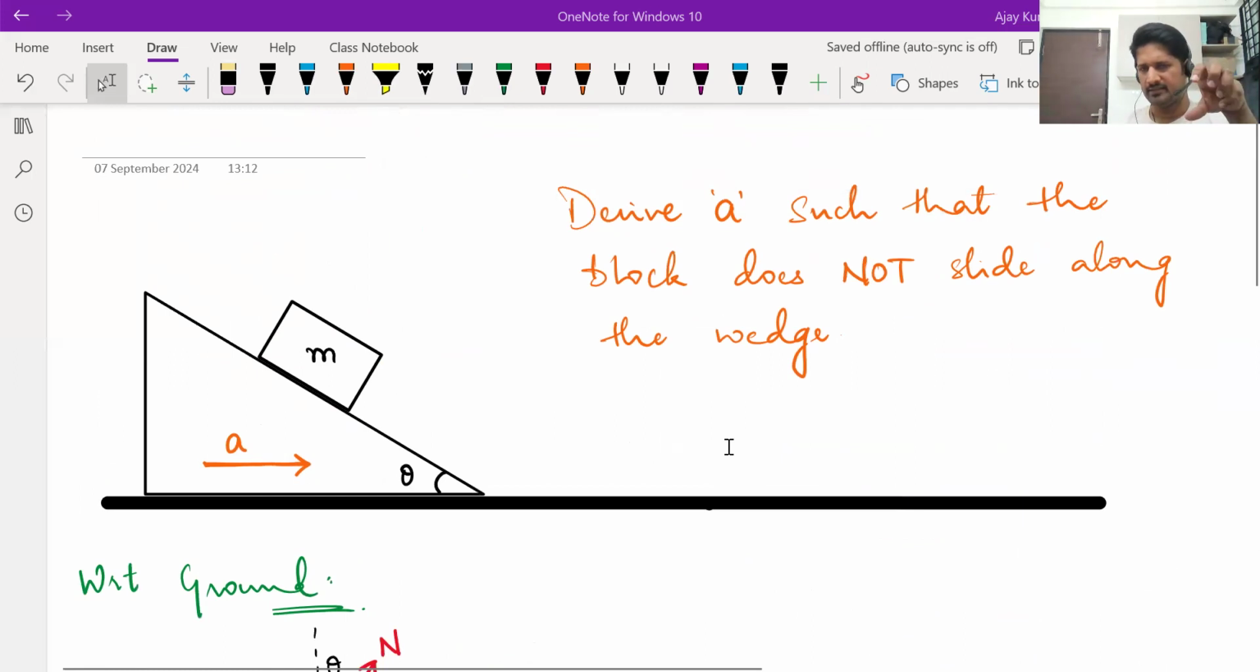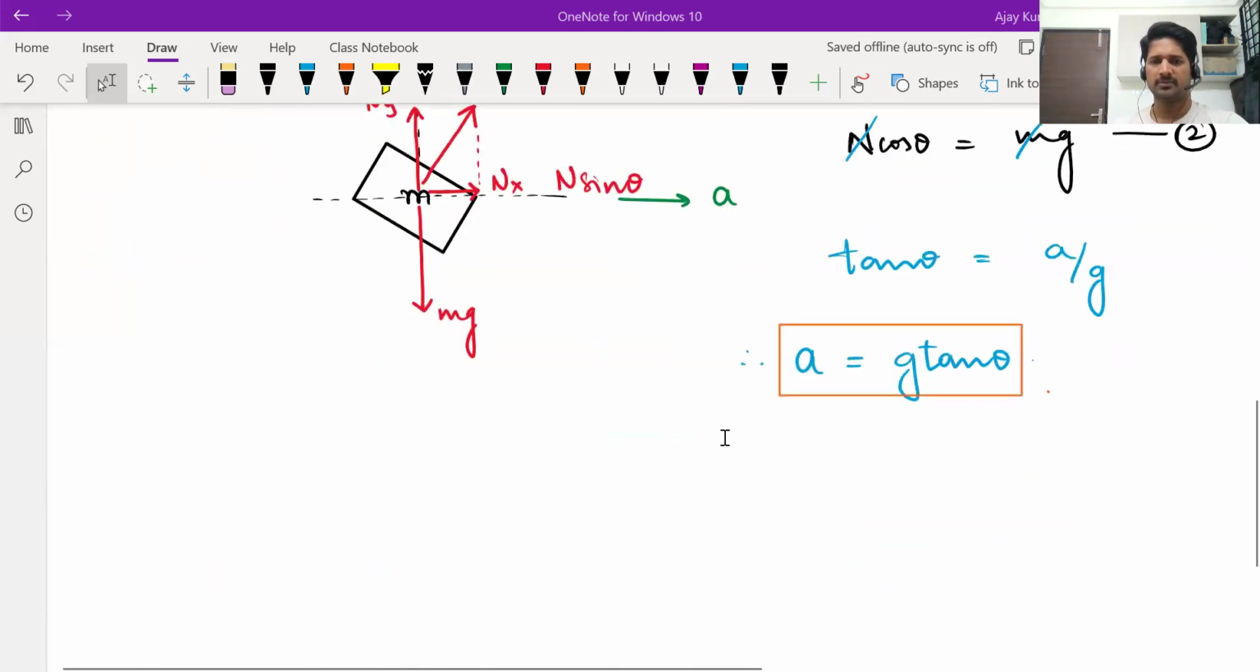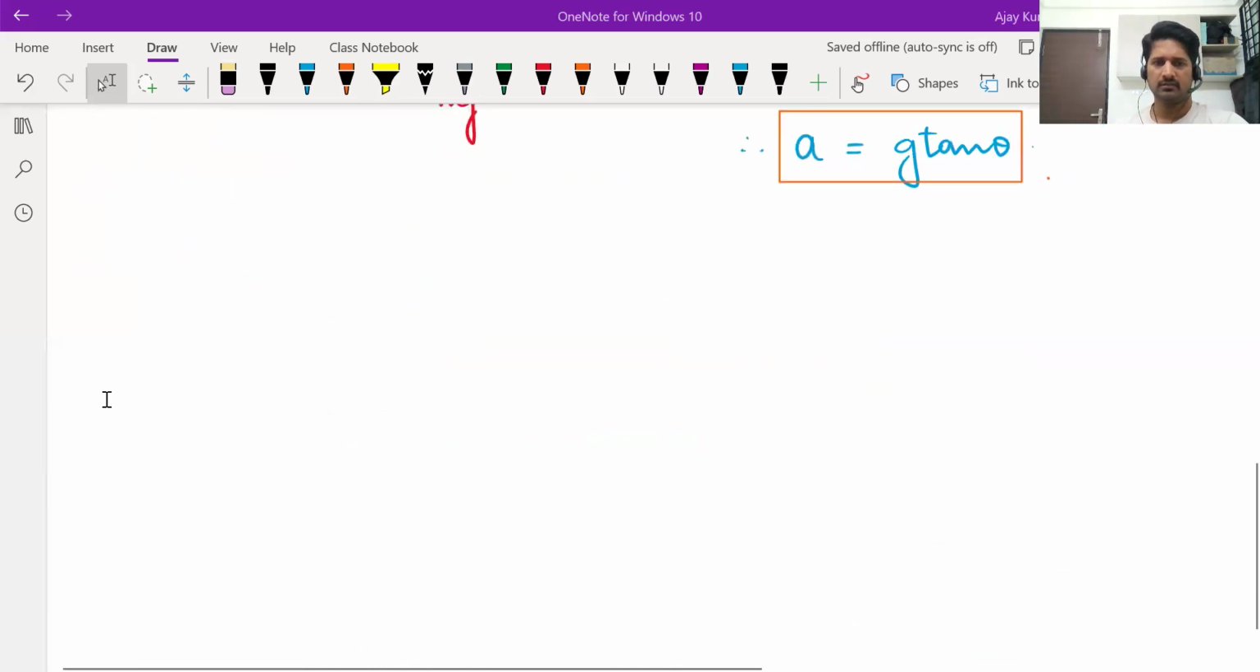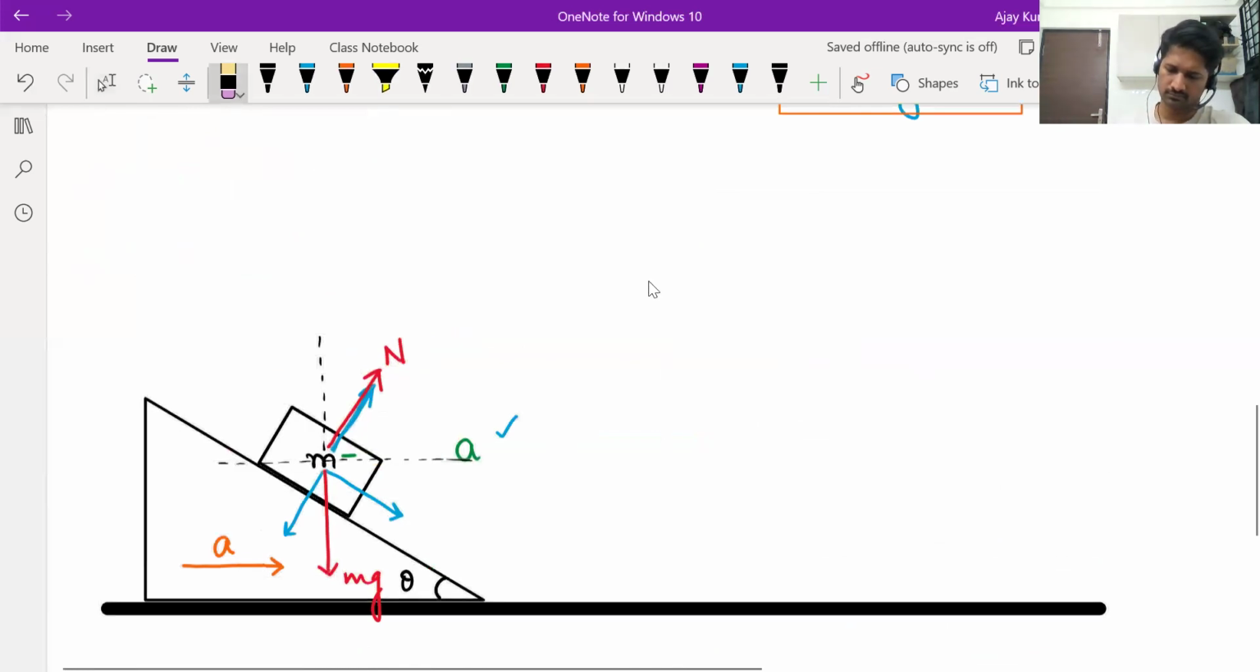Wedge is accelerated here. Block has to move along with the wedge. It should not slide along the wedge. So relative to the wedge, how does the block appear to move? Like if you observe all this with respect to wedge, what will it appear like? Sir, it stays constant and doesn't move anywhere. It stays at rest. It will be in equilibrium.